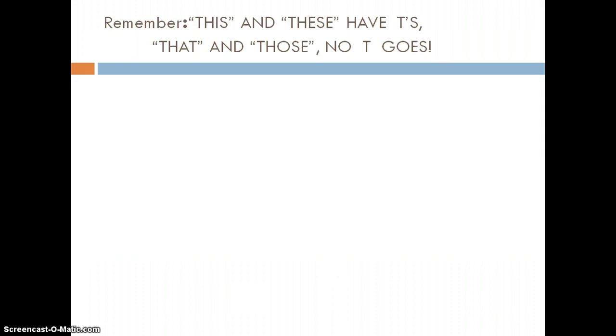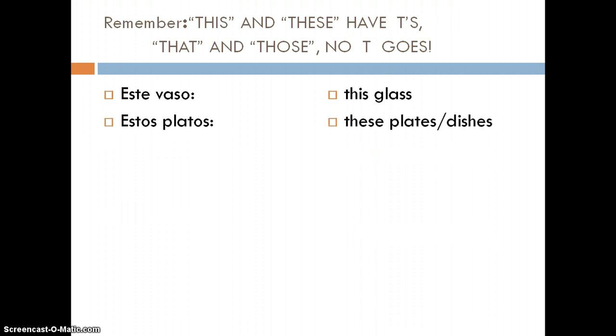So we have then the saying. Remember, this and these have T's, that and those, no T goes. So one more time, when we see our words with T's, este vaso, which means this glass, or estos platos, which means these plates or dishes. Notice how those have T's. This and these have T's.